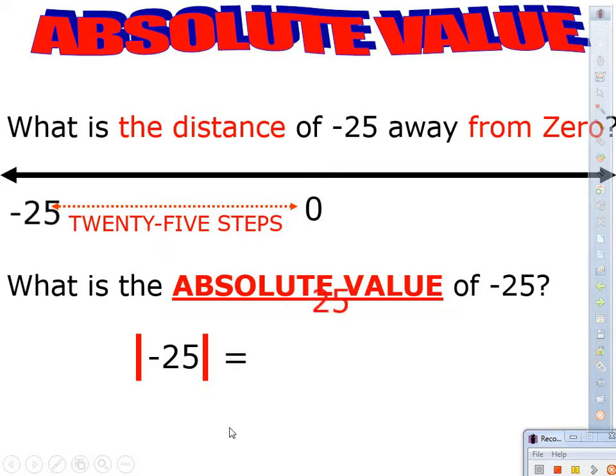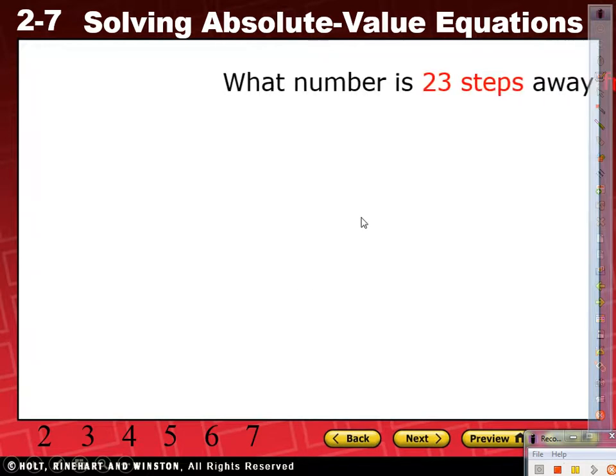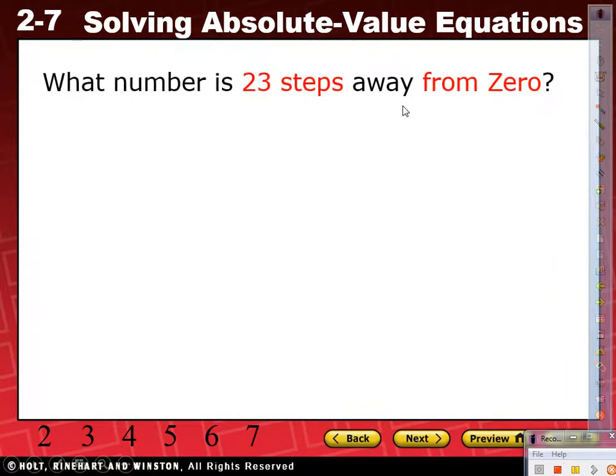Are we there? So far so good? All right, let me give you one more illustration. This is how it's going to get started in regards to what we're going to be looking at today. Let's say they ask a question: what number is 23 steps away from 0? Let me show you with a number line so you guys can picture it.